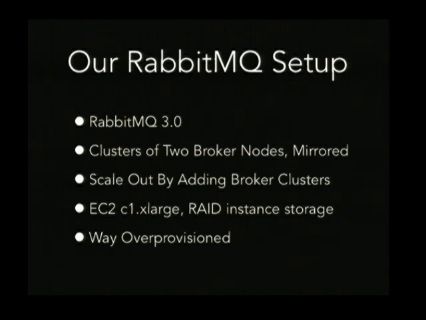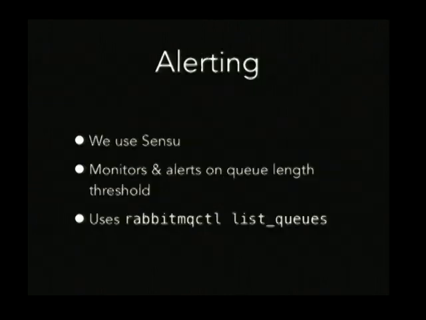And we are way over provisioned. The reason for that is that if we have issues or big spikes, we can handle big changes in our load pattern. We can burst up to a lot of extra capacity. Great.